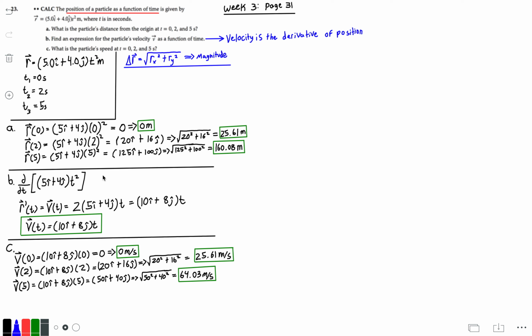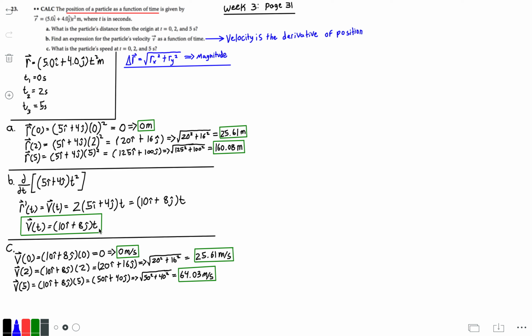In this next part of the problem, we're taking the derivative of the equation because, as I mentioned, velocity is the derivative of position. So here we have our equation. We're taking the derivative with respect to t, of course, and as you can see, we're going through the process. Here's, again, the derivative of position as velocity. Now we're taking this t and bringing it down, multiplying it in front, and we're left with this equation here: v(t) equals 10 i hat plus 8 j hat times t.